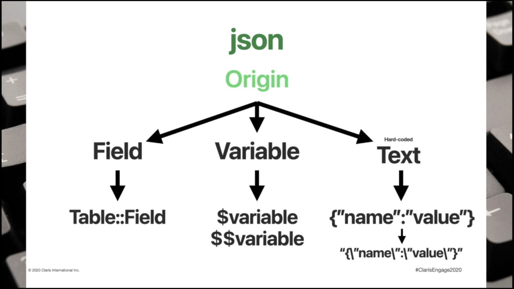Which leads me to where JSON can come from. It is also a field, variable, or hard-coded text, and they must all have text that contains valid JSON or be empty. Note, when using hard-coded text, there are certain characters that need to be escaped within FileMaker, such as quotes.